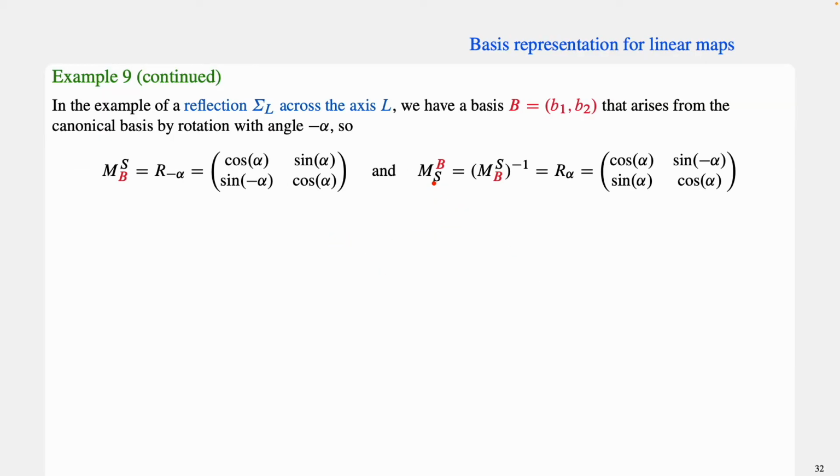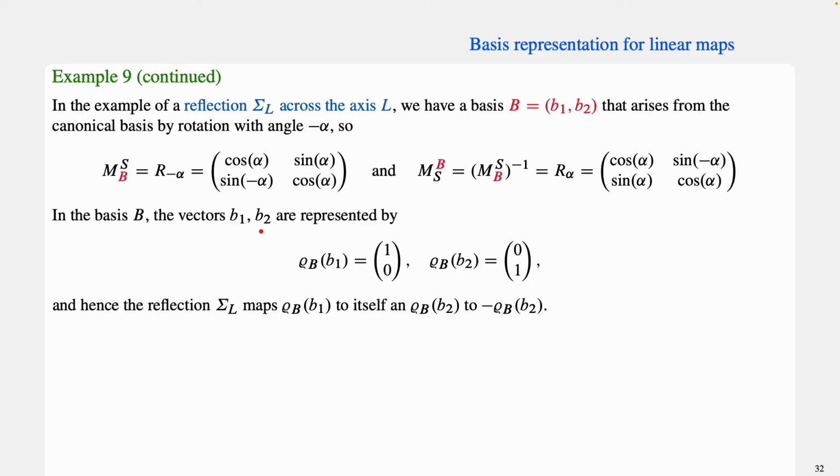Now, let's work this out algebraically to make it more precise. We have the basis b1, b2 that arises from the canonical basis by rotation with an angle minus alpha. So MSB, the change of basis, is rotation by minus alpha, which, if you recall from chapter 2, is just this matrix. And its inverse, for the inverse change of basis, MBS, is just rotation by plus alpha, so that's this matrix. It's just that the minus sign in the sine expressions are exchanged.